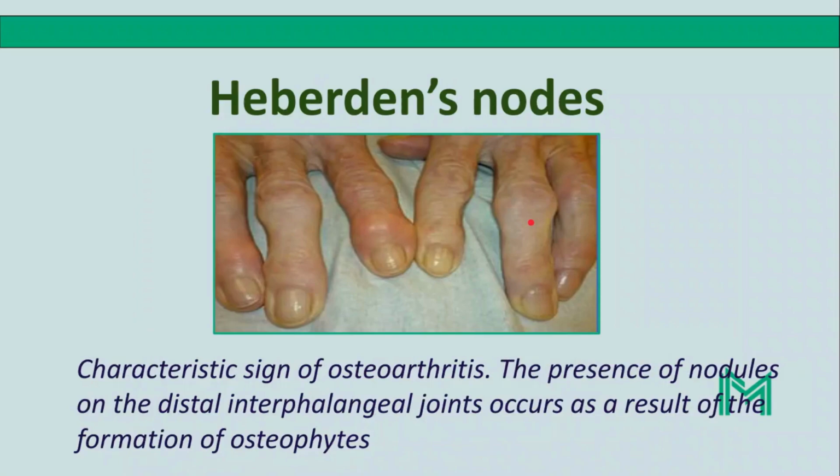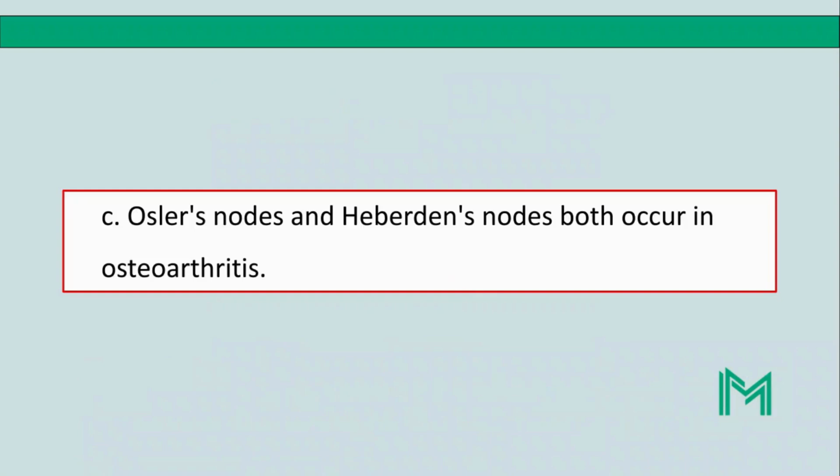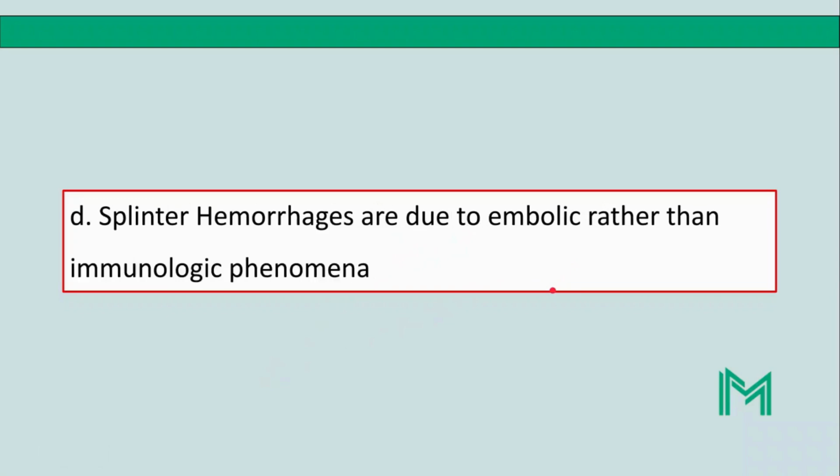And then Heberden's nodes are rather seen in osteoarthritis, okay? And it's usually because of the formation of osteophytes in the distal interphalangeal joints. So that's how you see Heberden's nodes. So Heberden's nodes are found in osteoarthritis, but Osler's nodes are rather in infective endocarditis. That means that this statement will hold false. Osler's nodes and Heberden's nodes both occur in osteoarthritis. That's not true. Osler's nodes occur in infective endocarditis, while Heberden's nodes occur in osteoarthritis. So this is a false statement.